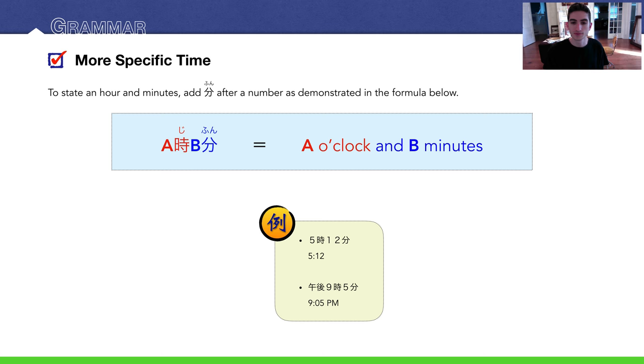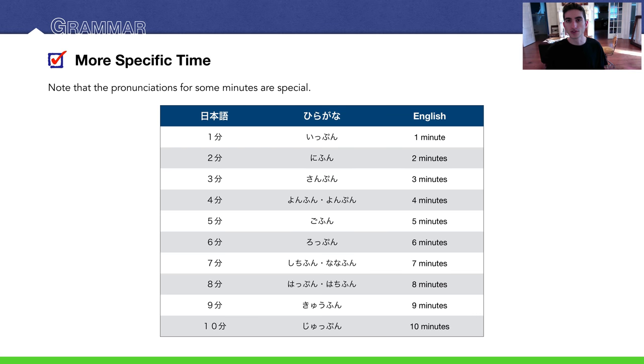Now, of course, as always with any human language, there are exceptions, pronunciation exceptions, and there are quite a few of them when it comes to telling minutes. Number 1, you'll notice, is not ichihun, but ippun. 2 is, as we expect, nihun. 3 is sanpun. 4, you have an option. You could either say yonhun or yonpun, whatever you prefer. 5 minutes is gohun.